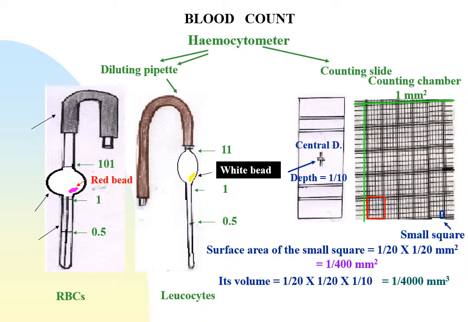Each 16 small squares are grouped into one large square to facilitate counting. The number present in a single cubic millimeter equals the number present in one small square multiplied by 4,000.